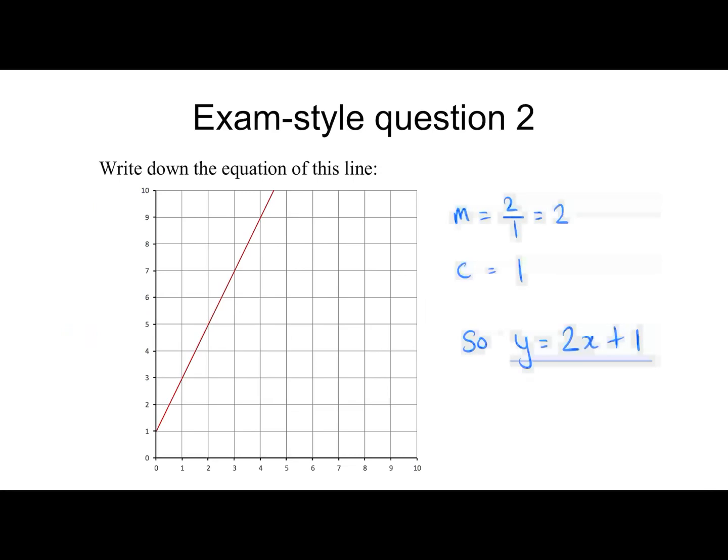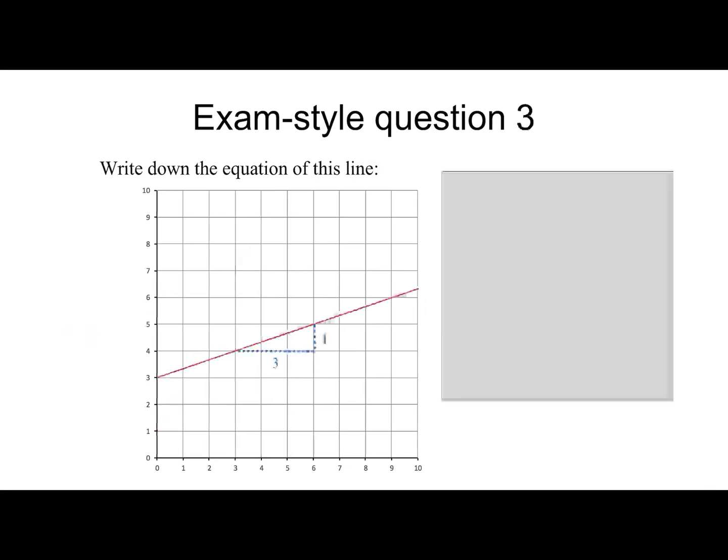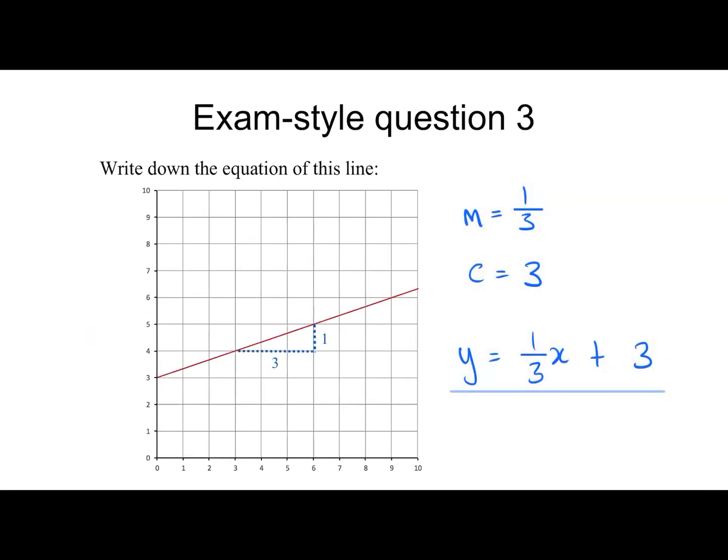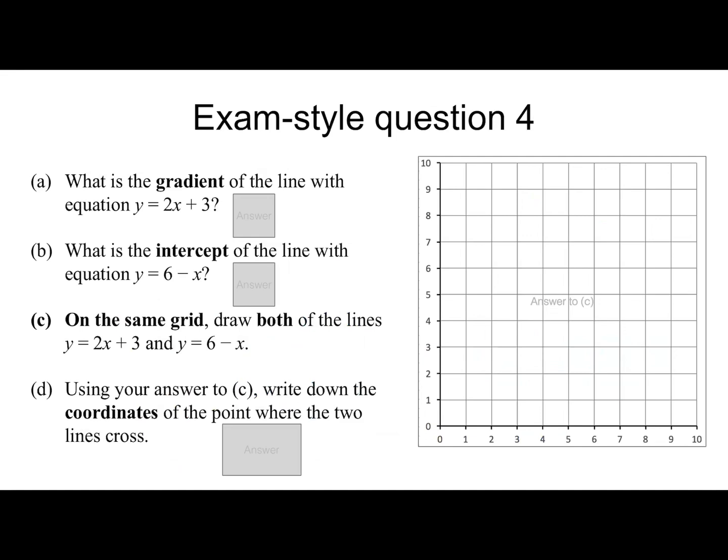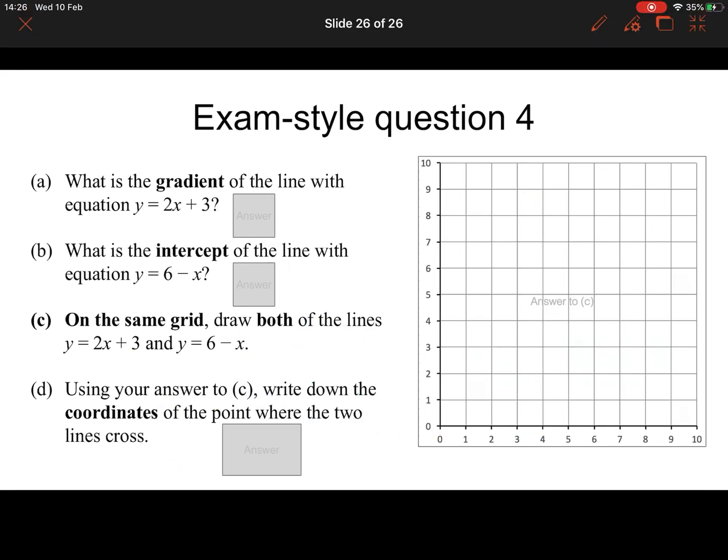Okay, gradient is 2, y-intercept is 1, so the equation is y equals 2x plus 1. Write down the equation of this line, and you've got a massive clue there, it's helping you find the gradient. Stop your video. Okay, so the gradient is 1 over 3. The y-intercept is 3, so the equation is y equals a third x plus 3. Okay, last one. Stop your video and have a go.